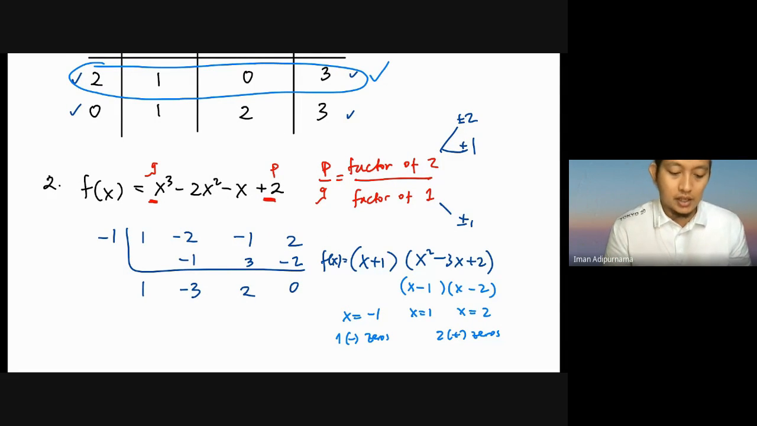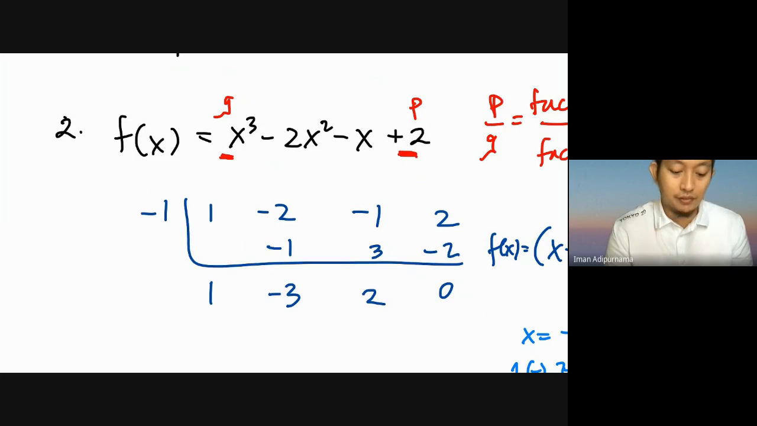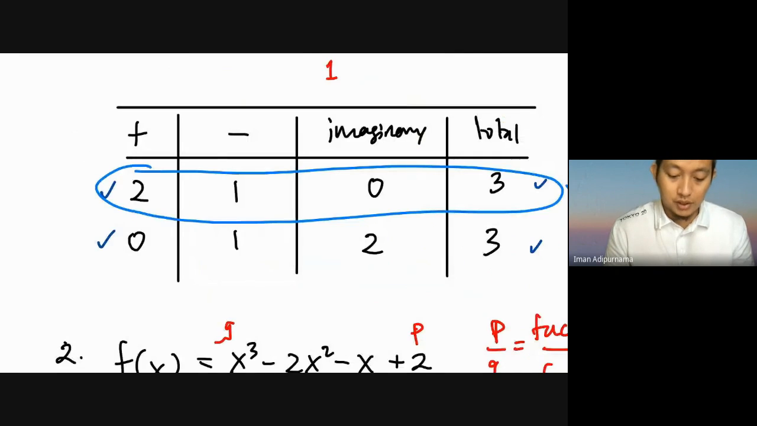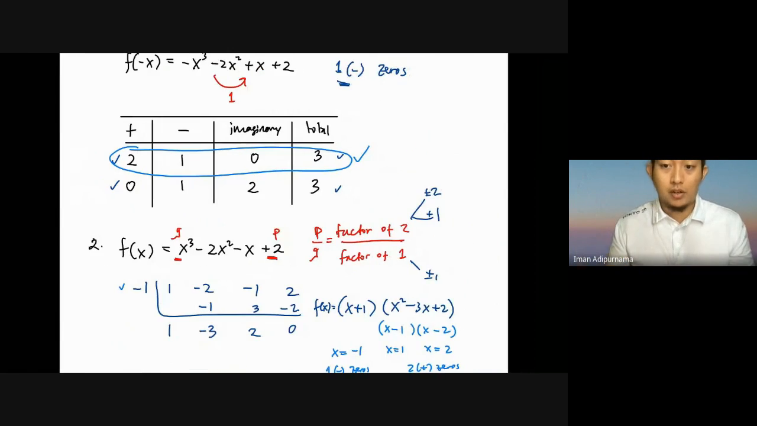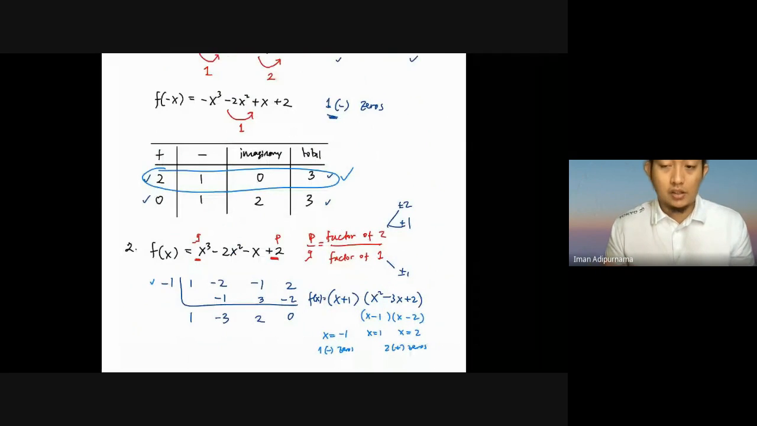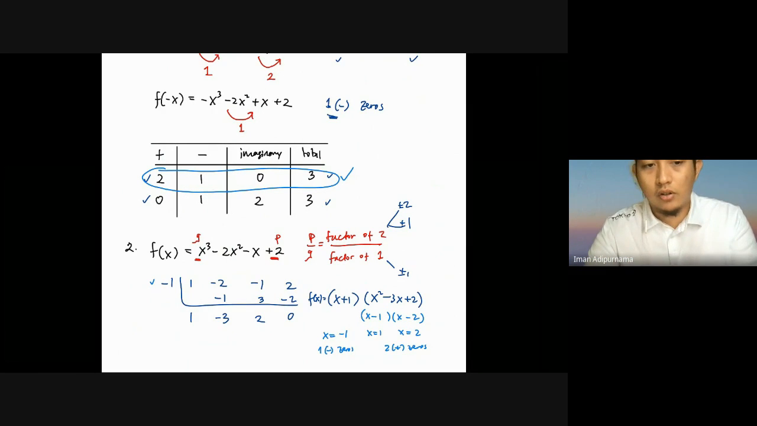For example, in this case, I'm focusing on the negative part because I know that it should have a negative zero. But it's actually up to you which method you want to use, and the process is up to you, as long as the goal of that question is answered, or you have the solutions. Okay, any questions on Descartes' rule?